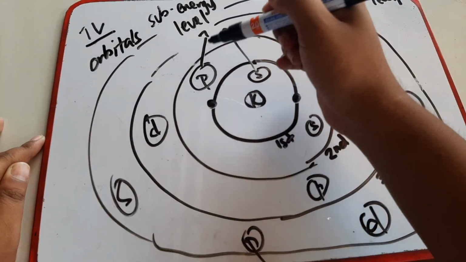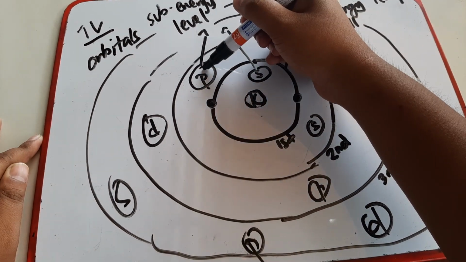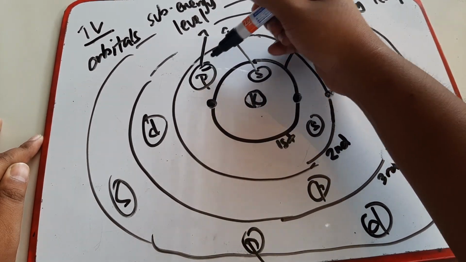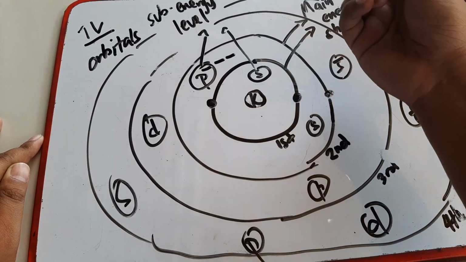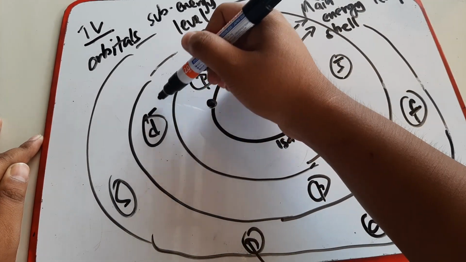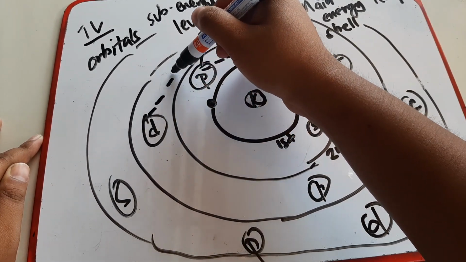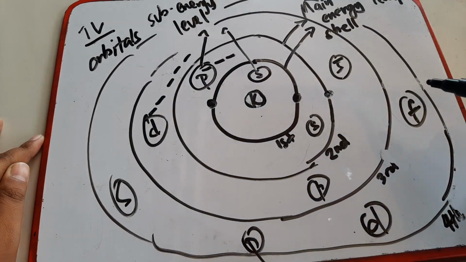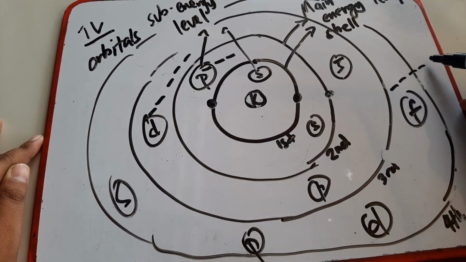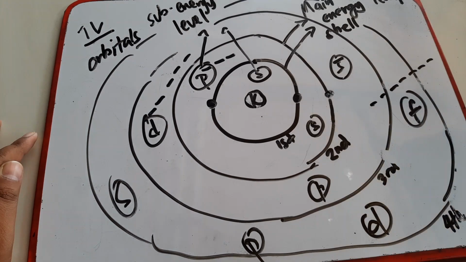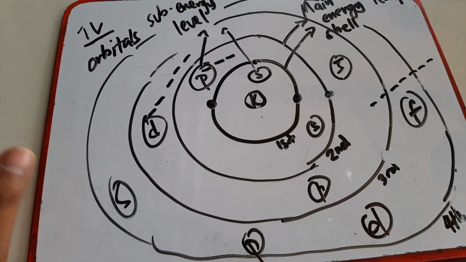For my P subshell, I can have 3 orbitals. For my D, I can have 5: 1, 2, 3, 4, 5. And for my F, I can have 7: 1, 2, 3, 4, 5, 6, 7. So let me reiterate the parts.